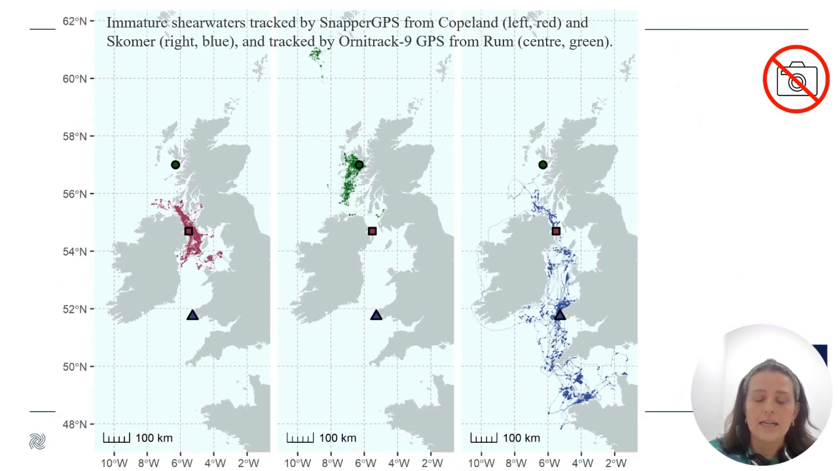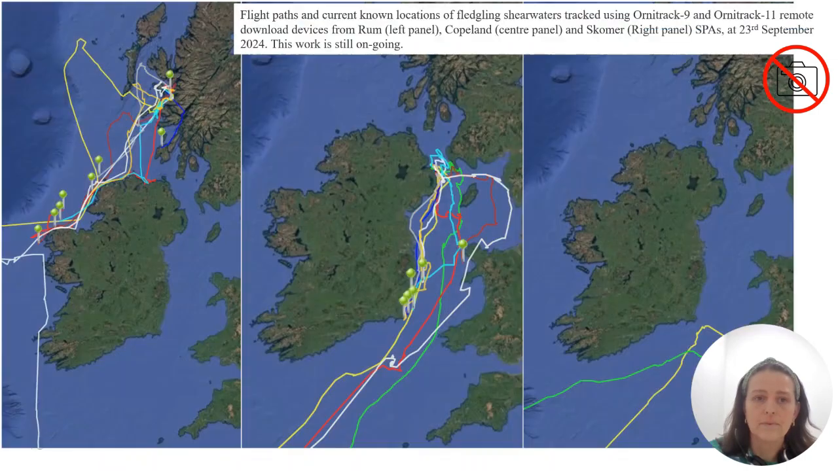They've deployed GLS tags on breeding shearwaters at all three SPAs, which are planned for retrieval in 2026. And this graph shows immature shearwaters tracked using their Snapper GPSs from Copeland, Bardsey and ScotMER. They've also successfully recorded fledgling movements in the Irish and Celtic Seas, which are shown by this image here, and that includes looking at diving behaviour.